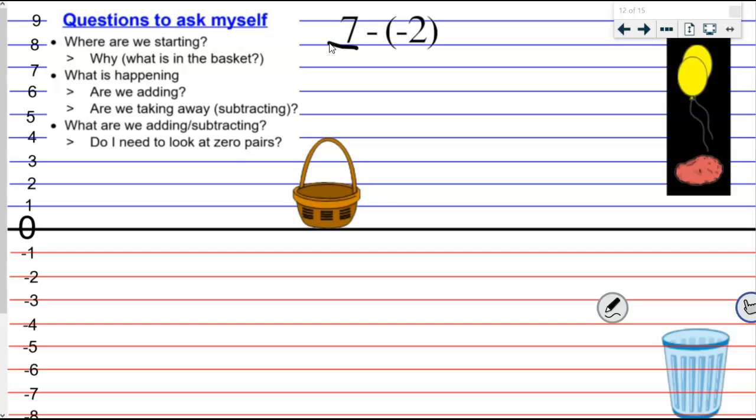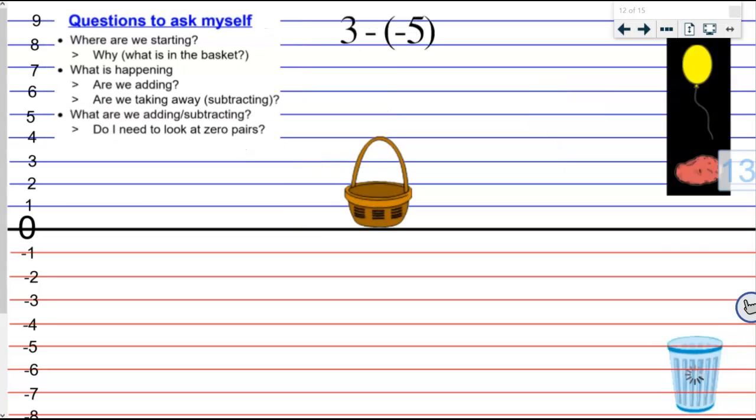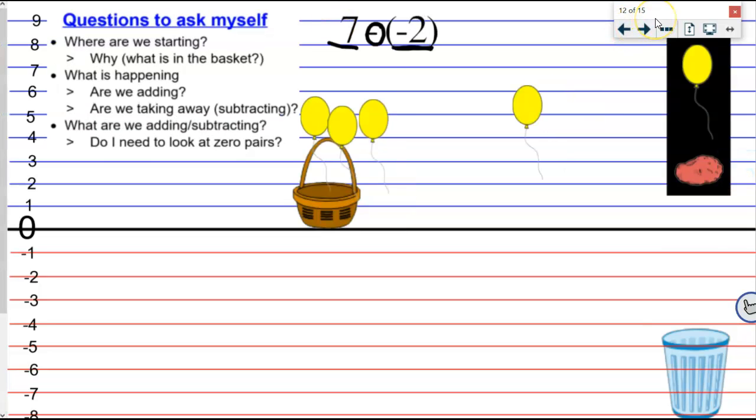Okay, starting with 7 balloons. Good. Starting with 7 balloons, subtracting 2 rocks. So they're going to get those 7 balloons up on the screen. I don't know what just happened. Hold on. There you go. Okay, good job. Here, let me move that out of the way so that won't happen again.